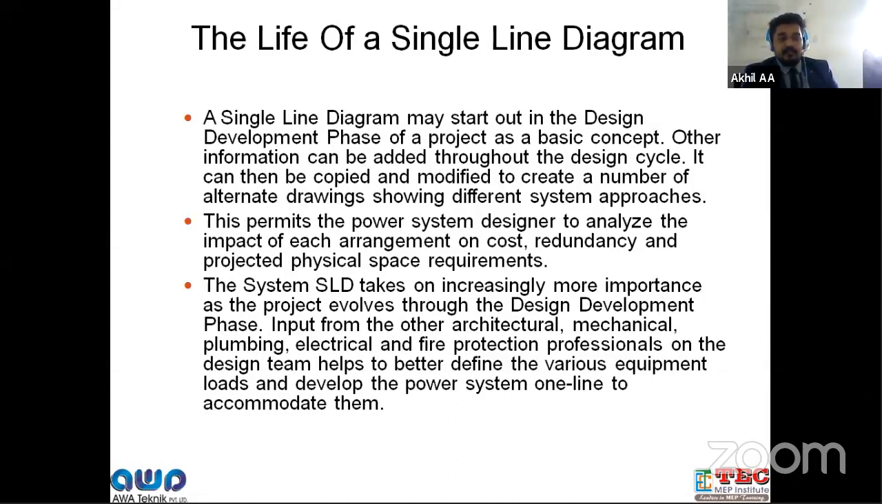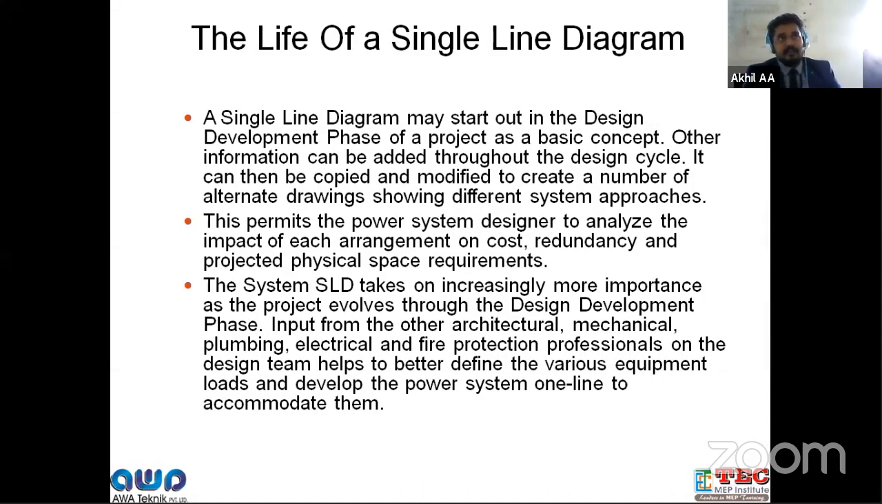project physical space requirements. The system SLD takes on increasingly more importance as the project evolves through the design development phase. Input from other architectural, mechanical, plumbing, electrical, and fire protection professionals on the design team helps to better define the various equipment loads and develop the power system one line.